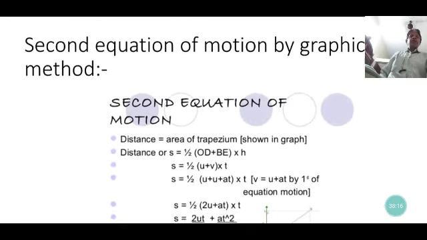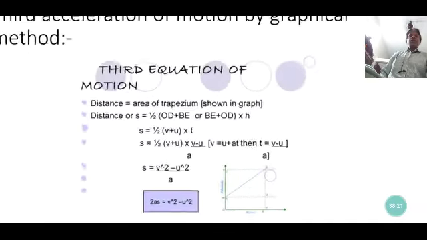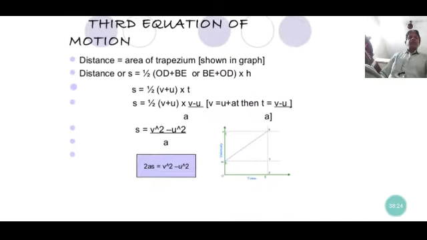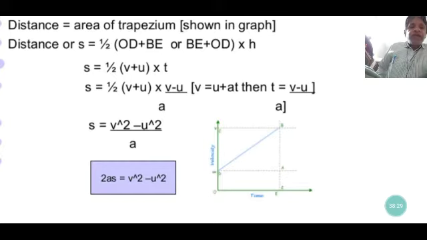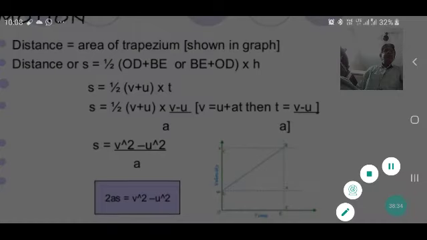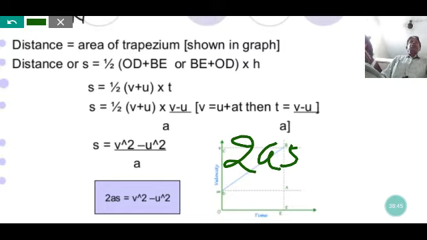The second equation of motion, and it is the third equation of motion. That is, we have to calculate twice as is equal to v square minus u square. Second equation of motion is that. Third equation of motion is twice as. All the equations are defined only for uniform acceleration. If the acceleration is uniform, then the three equations of motion are defined.